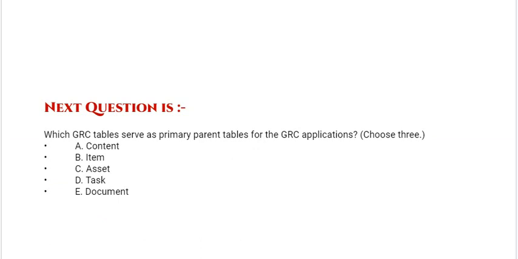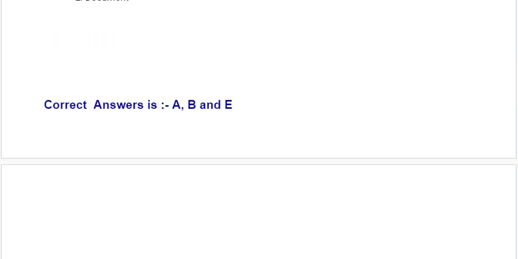Next question is, which GRC tables serve as primary parent tables for the GRC applications? Choose three options. Option A, content. Option B, item. Option C, asset. Option D, task. Option E, document. Correct answer is option A, B and option E.